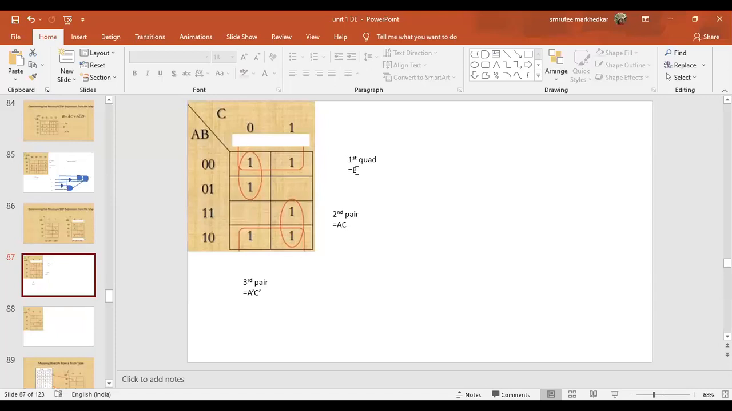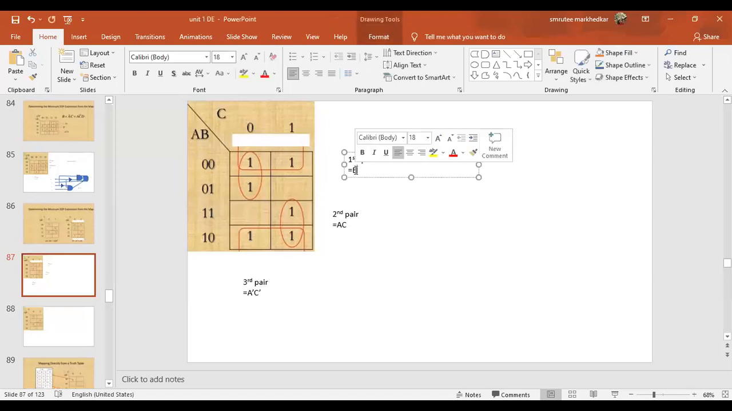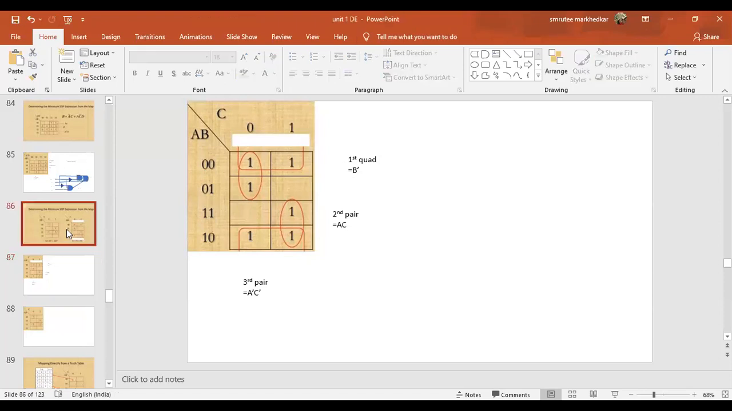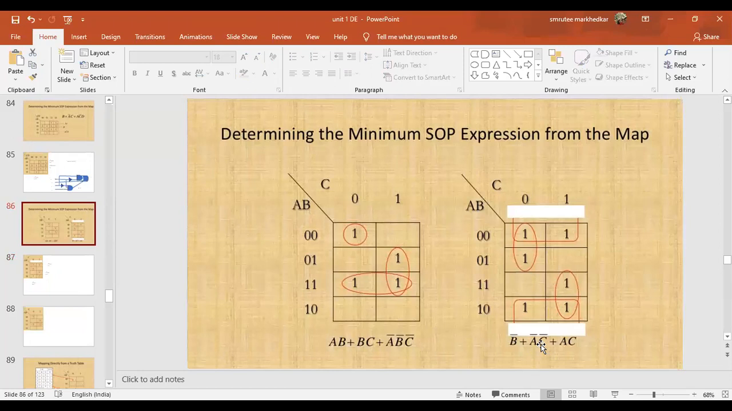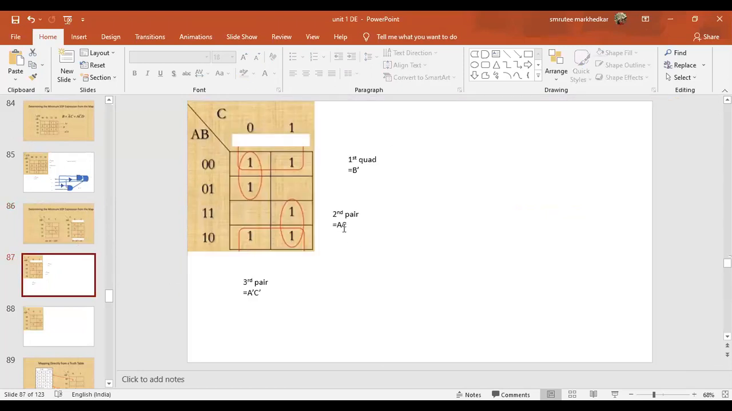Here we have got it as B. Have you missed something? Just check once. 1 and 0 got cancelled. Oh yeah, that's right. B bar should be there, because we are talking about 0 and 0, which is B bar, whereas A bar and A got complemented. Yes. So the answer we have got is B bar. You can see here B bar plus A bar C bar plus AC. This is what we have got. B bar plus A bar C bar plus AC.